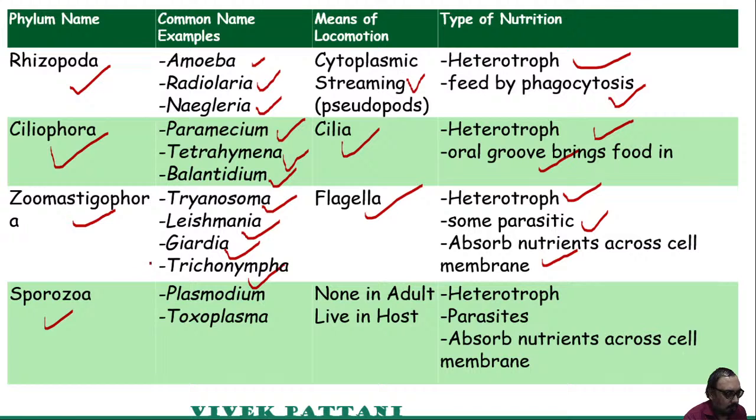And the last phylum is Sporozoa. Common examples are Plasmodium and Toxoplasma. Regarding their means of locomotion, they basically live in the host. Most of these sporozoans are parasites. They are heterotrophs and again absorb nutrients across the cell membranes.